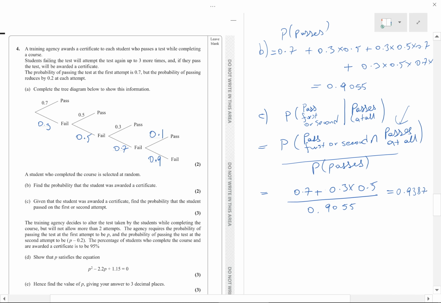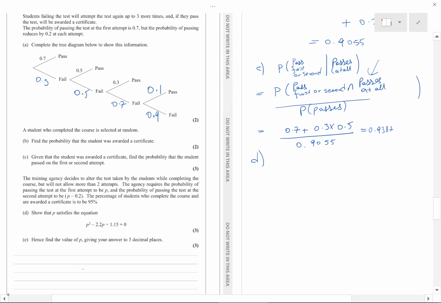Okay, so that's part C, not too bad. Conditional probability: you're always dividing by whatever this thing is. It's basically the rearranged multiplication rule. Okay, let's do part D.